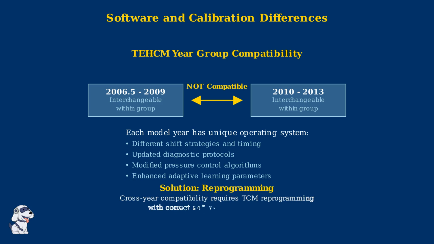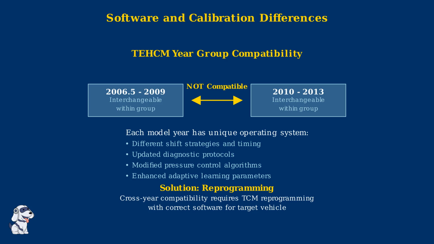The solution for cross-year compatibility is reprogramming the TCM with the correct software for the target vehicle. This process updates the operating system and calibration parameters to match the specific model year requirements, ensuring proper communication and operation. Understanding these software and calibration differences is crucial for successful TEHCM replacement and repair, preventing compatibility issues that could lead to transmission malfunctions.